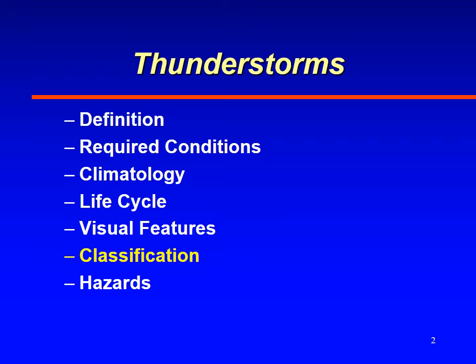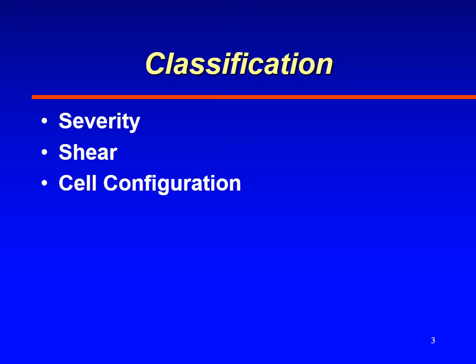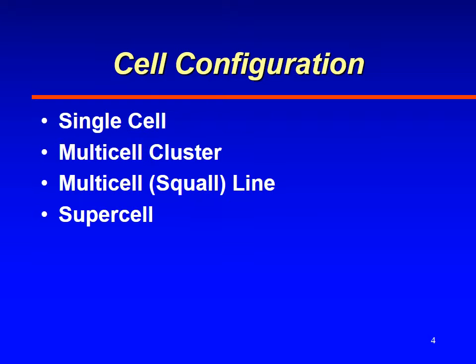We're talking about different types of thunderstorms right now. We've gone through different classification schemes. Specifically, we talked about severity and shear, and now we're looking at cell configuration. Our first type of thunderstorm we're going to look at is the single cell type thunderstorm.